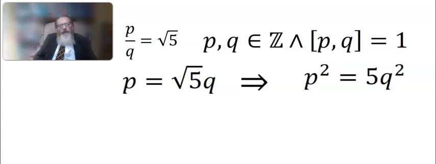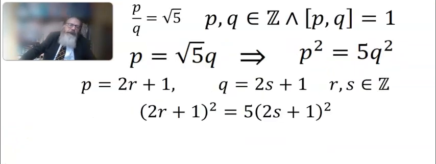And we can't have one of them even and the other one odd, because that would imply that we were stating here there's an even integer is equal to an odd one. So they must both be odd. So we're now going to give them both the form of odd numbers.